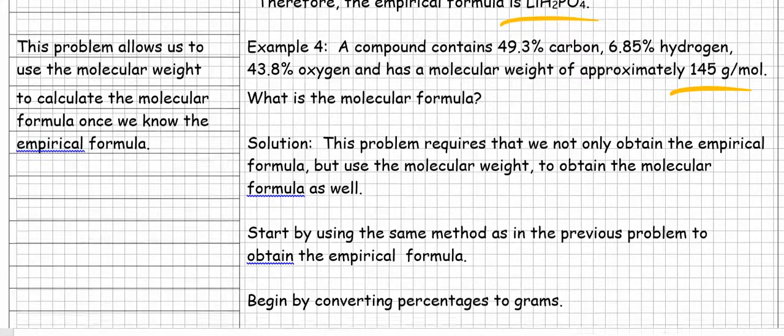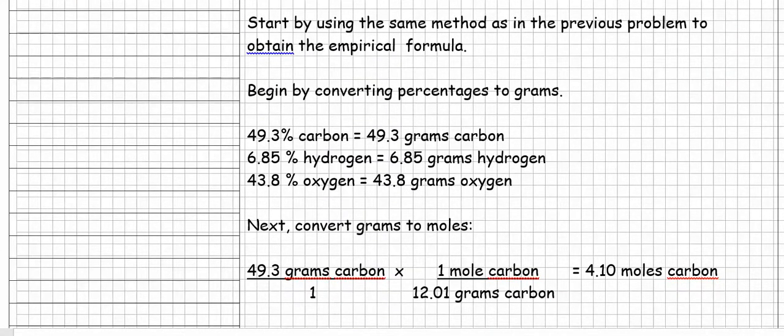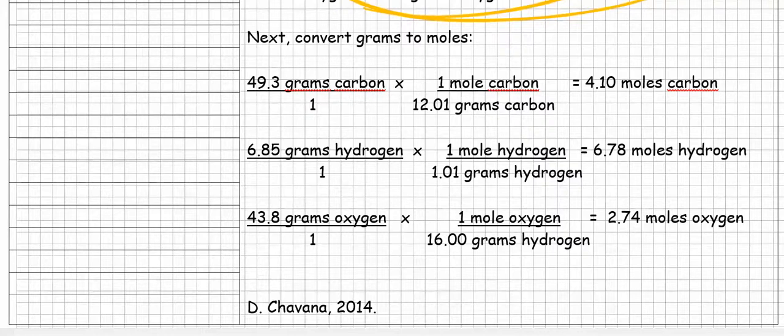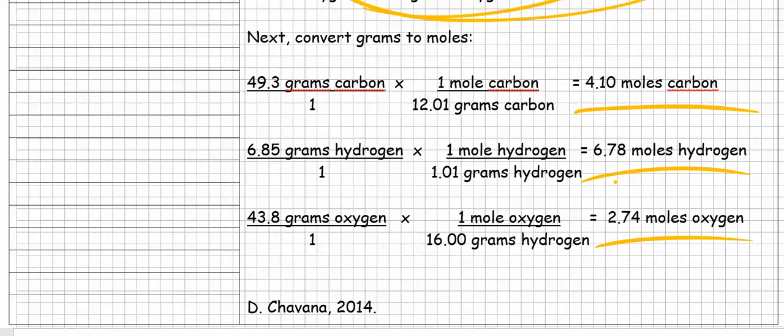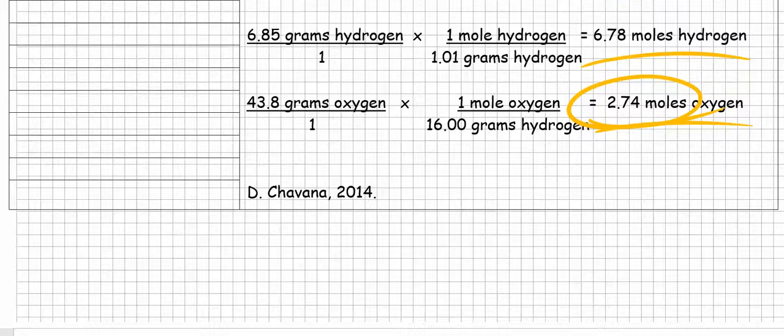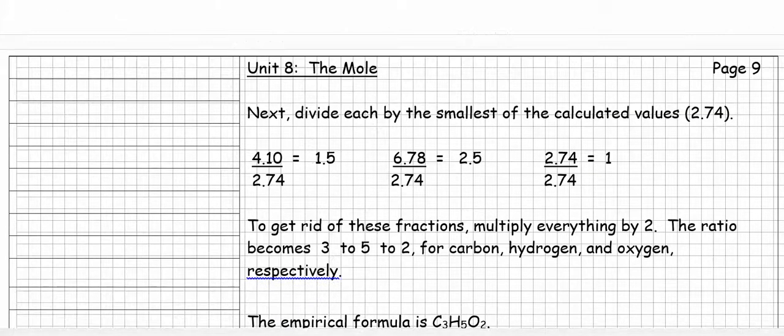Well, we're going to do exactly the same thing. Assume a 100-gram sample, convert from percentages to grams. I did that here. So now I've got grams. Now it's still not good enough. I need to convert those to moles using simple dimensional analysis. Convert those to moles, and I've got these numbers, right? 4.10, 6.78, 2.74. What do I do next? I divide by the smallest one, the 2.74, right? So divide everything by 2.74, and when I do that, I get 1.5, 2.5, and 1.